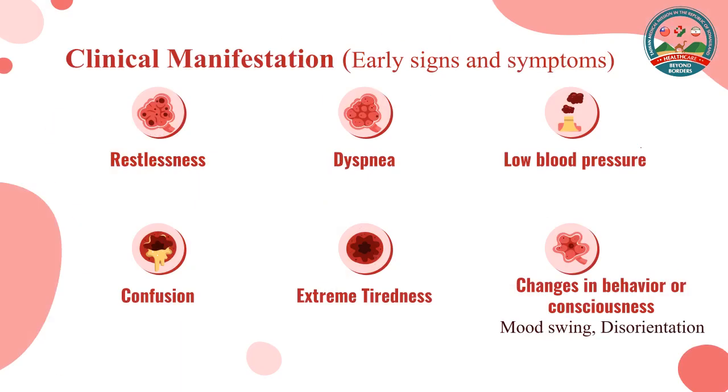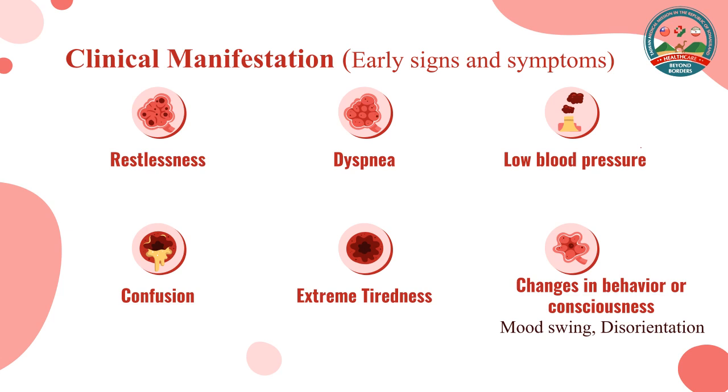Here are the early clinical signs we often see in patients developing ARDS. One of the first things you'll notice is restlessness. When oxygen levels start to drop, patients become uncomfortable and unable to relax. Next is dyspnea. They start breathing faster or say they feel short of breath, even before the numbers change. You may also see low blood pressure, especially in patients with sepsis, which is a common cause of ARDS.